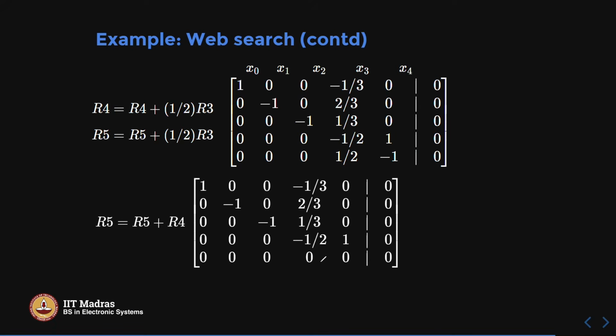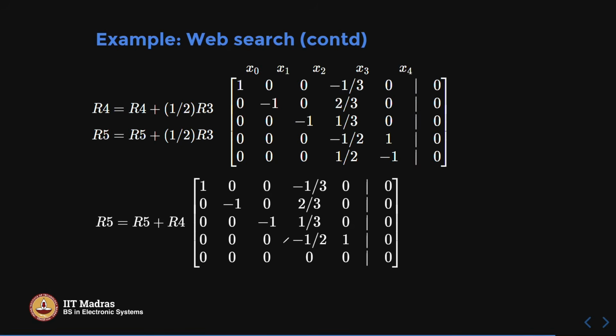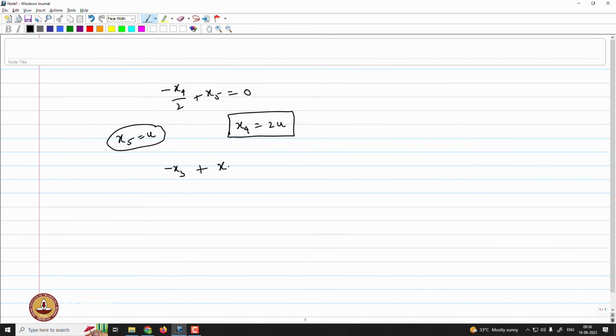So let's go to the next one. The next equation is minus x3 plus x4 by 3 equals 0, right? I'm going to put x4 equals 2u here, bring this to the other side, I get x3 equals 2 by 3u. Okay, so that's another solution for you.